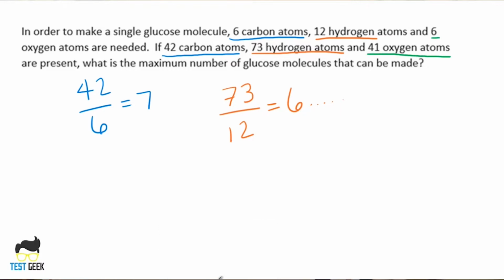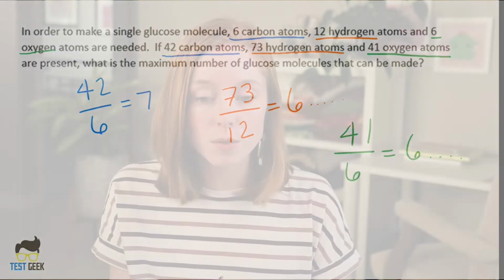And then lastly, oxygen atoms, 41 divided by 6. So here we also get 6 something. This one's a little bit closer to 7, but we still can't round up, we have to round down. So for that one, we also get 6. So if we look back, we have 7, 6, and 6. So our smallest number is 6, so that's how many molecules we're going to be able to make with the ingredients that they've given us. And that would be the answer to your problem here. We could make 6 glucose molecules.